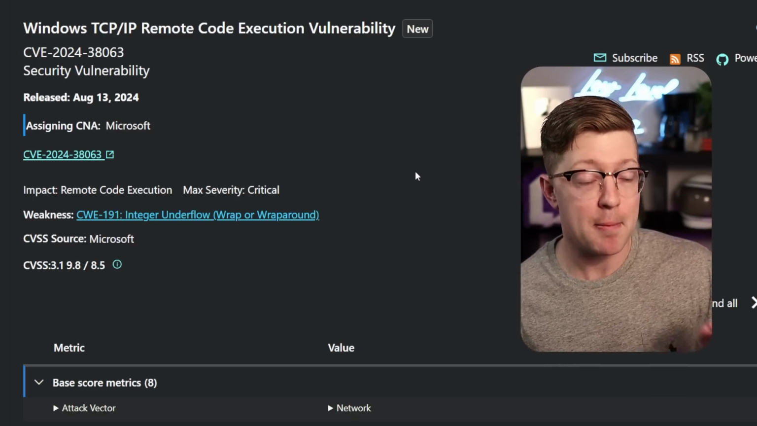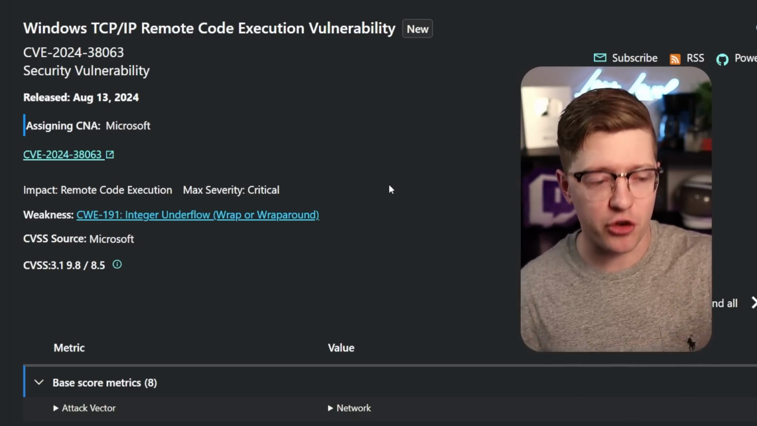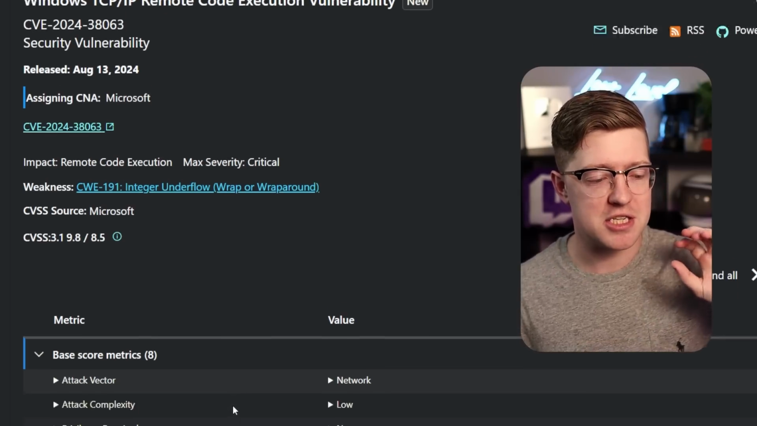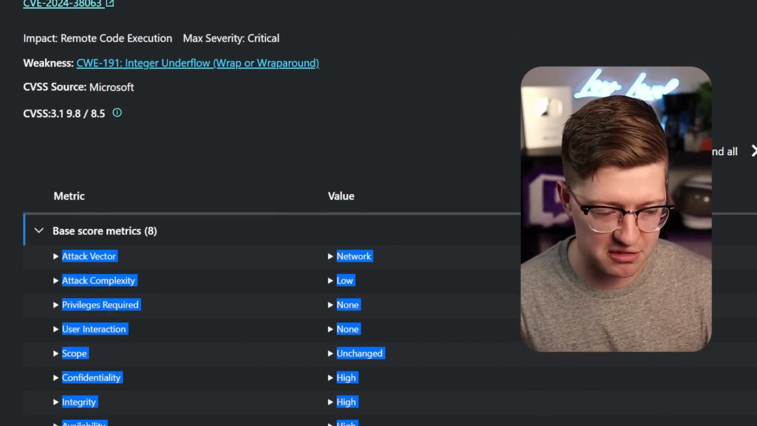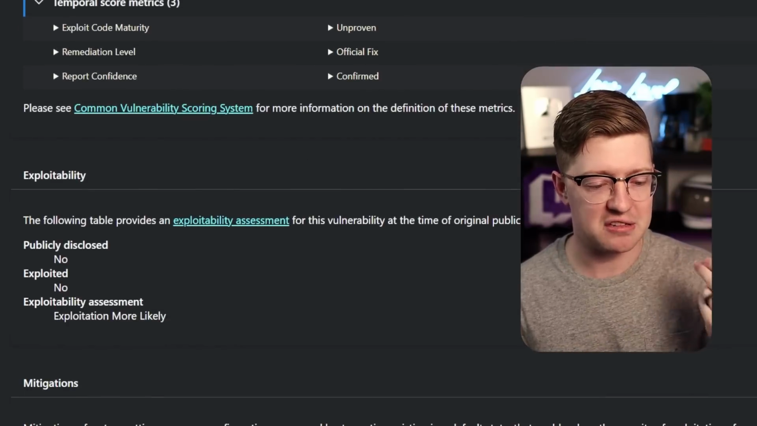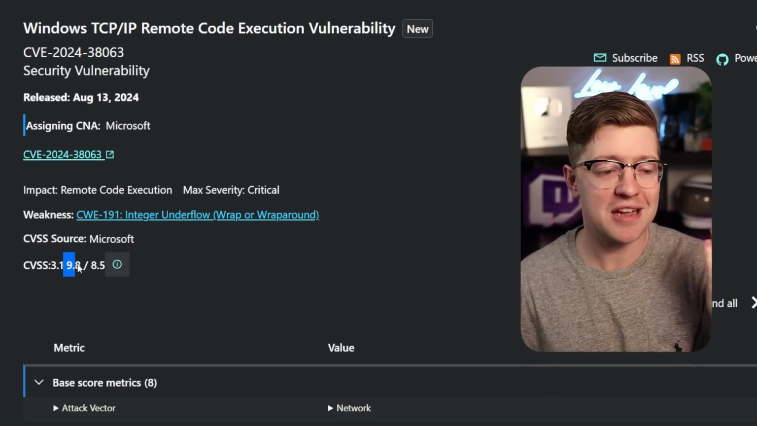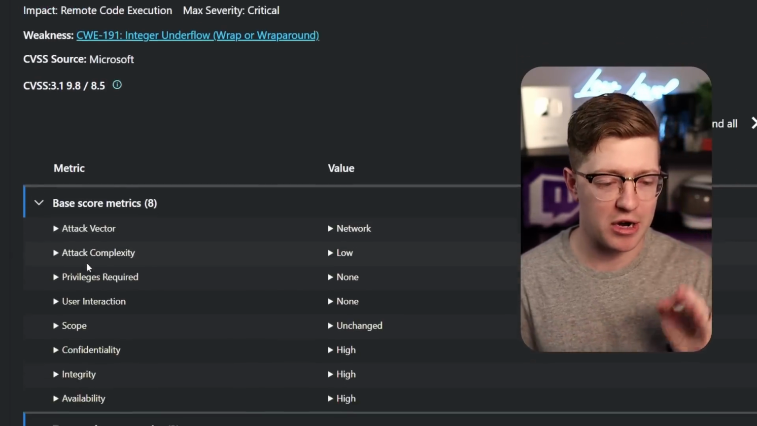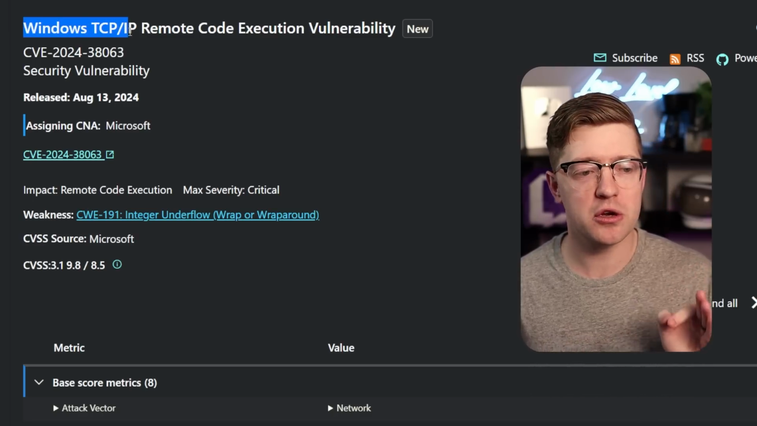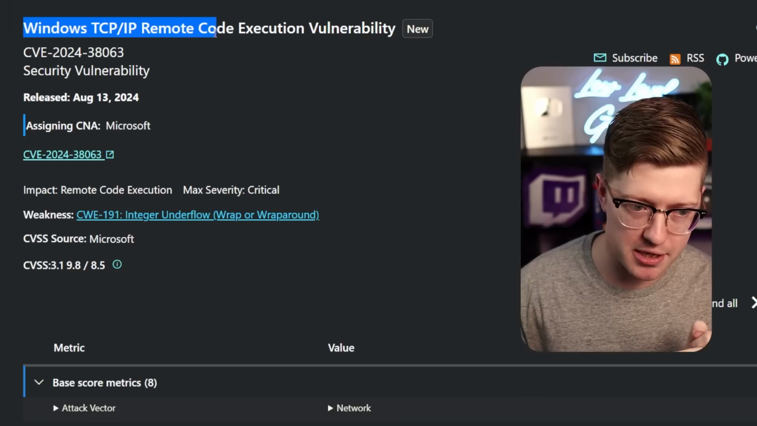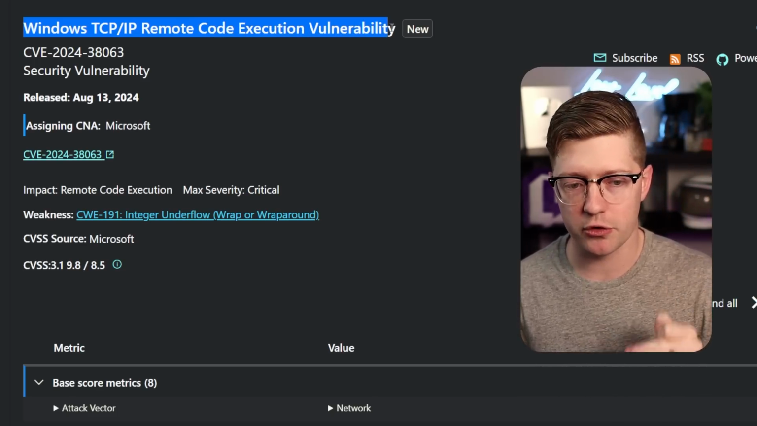So they don't give a ton of detail, but we can kind of infer what's going on based on the details that are put out in the CVSS score and the way that they say to mitigate the attack, right? So let's walk through here and figure out, first of all, why is this a 9.8 out of 10? That is crazy. Based on what the bug says, it's a Windows TCP/IP remote code execution vulnerability.